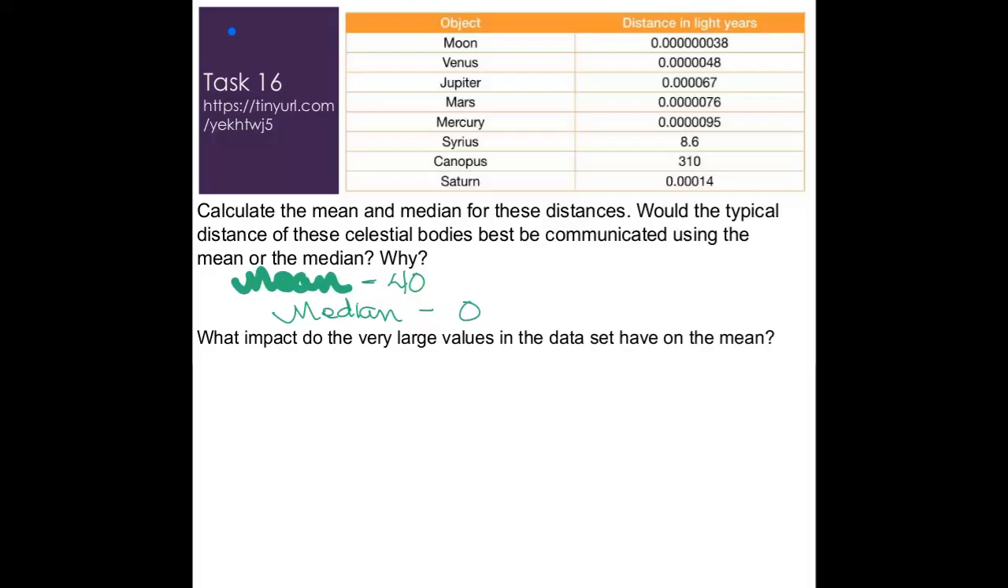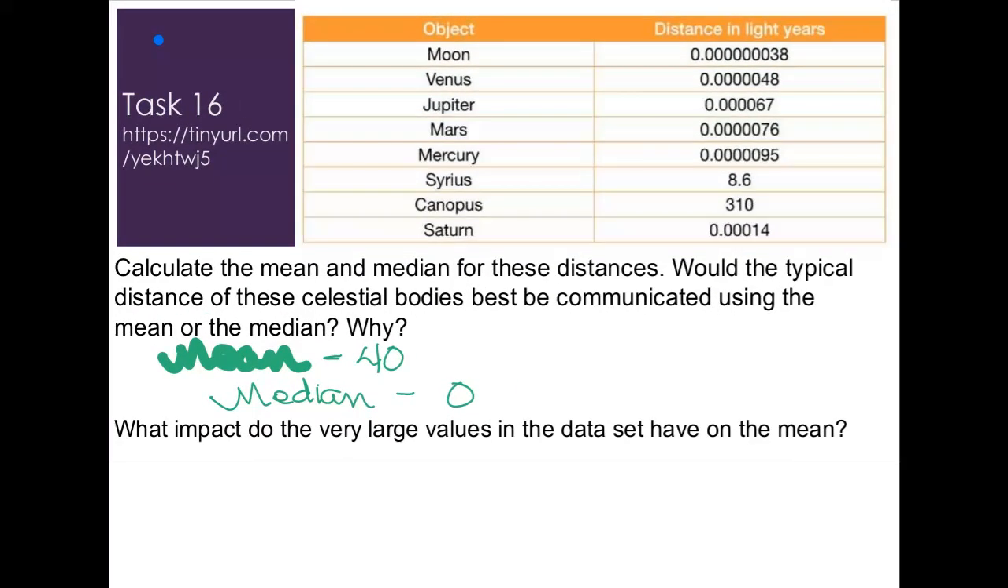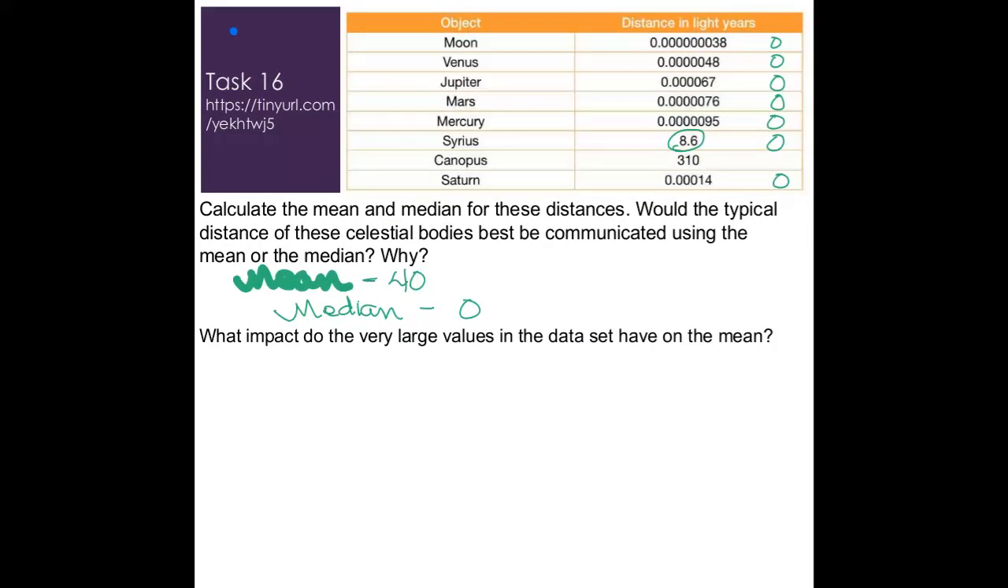Mean and median. Now, look at these distances in light years. They are very, very small numbers. In other words, this top one, the moon, is that close to 0 or 40? 0. Venus, is that closer to 0 or 40? 0. These are all really close to 0, right? This 8.6, that's closer to 0. And 310, that's just a much bigger number. So let me ask you, would the typical distance of the celestial bodies best be communicated using the mean or the median?